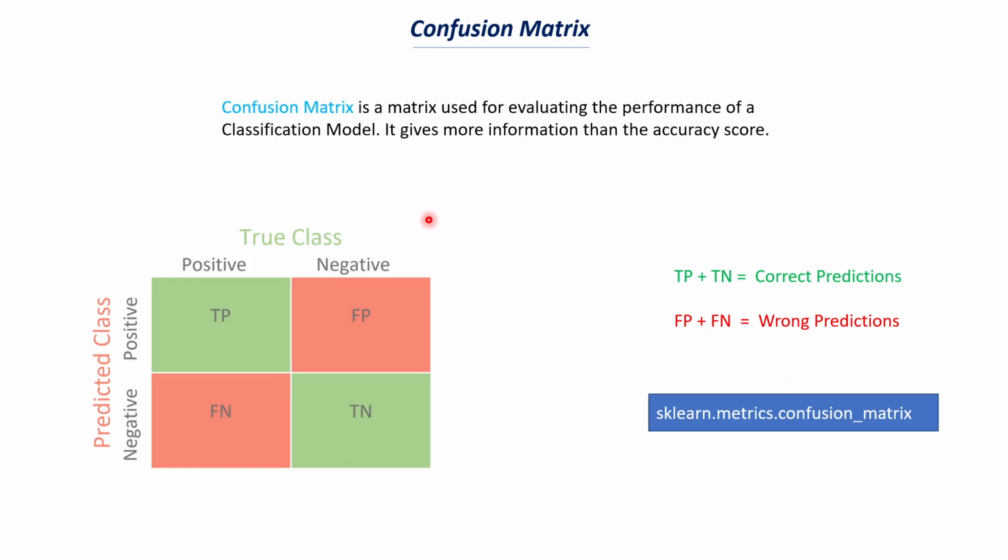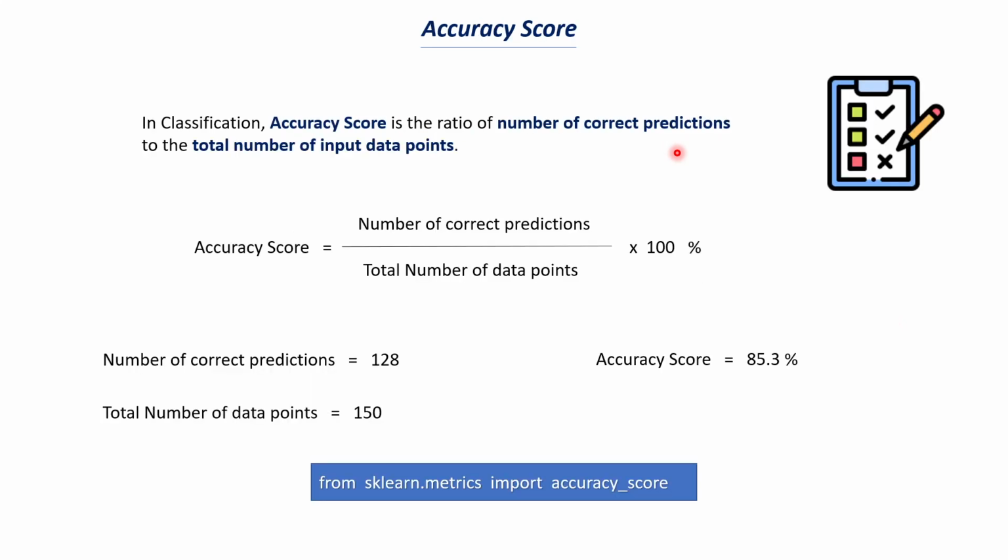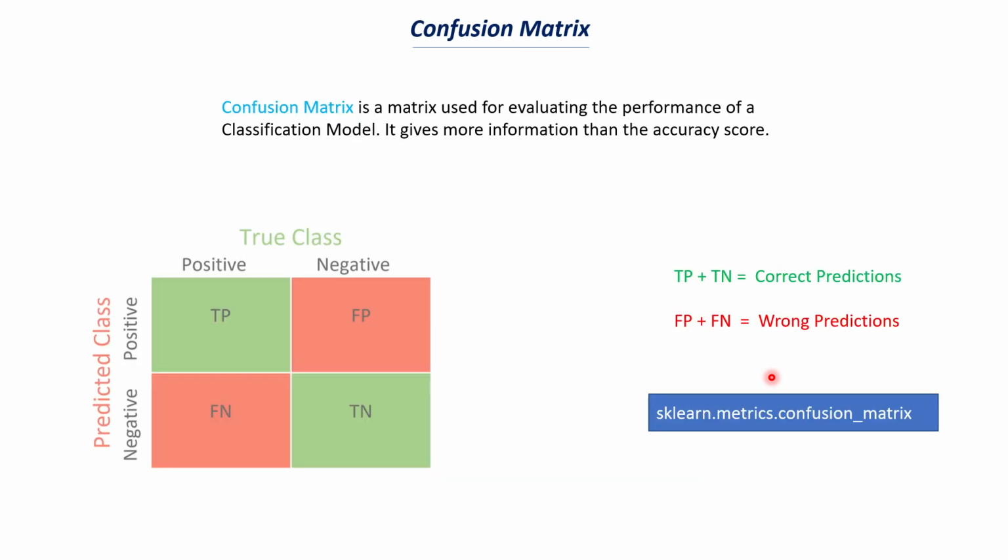So as we have seen in the previous video, a confusion matrix is simply a matrix, and it is used for evaluating the performance of a classification model. It gives information that the accuracy score cannot give. The accuracy score will just give you a percentage, but this percentage can be deceiving, so we cannot rely on it completely. So we have this confusion matrix where we have four terms.